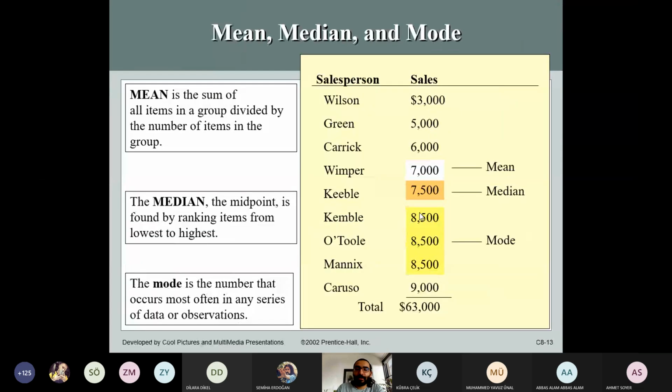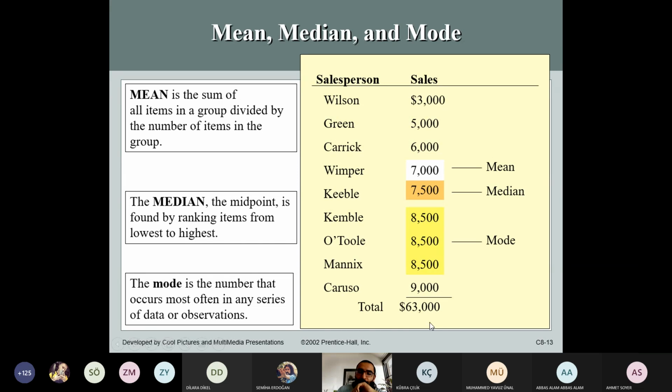Another important thing that we use a lot in our lectures and in management as well: these three definitions, mean, median, and mode. What are those? Mean means the average, the average in a group of items. So you sum up all of the individual items in your sample, and you divide by the number of items in the group. This is mean, average, ortalama.